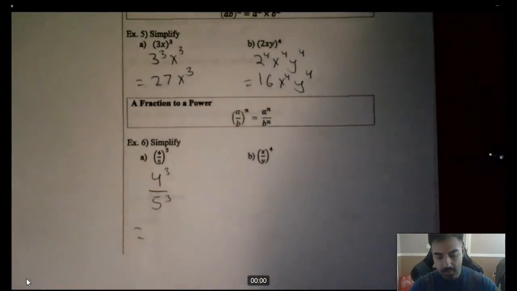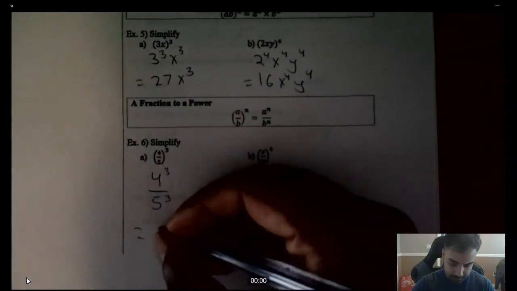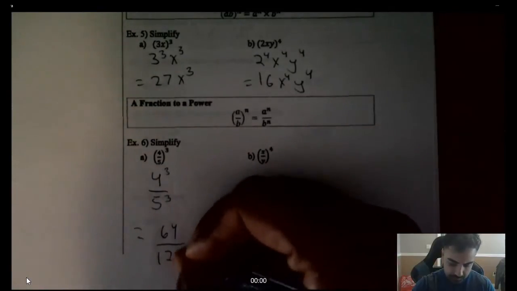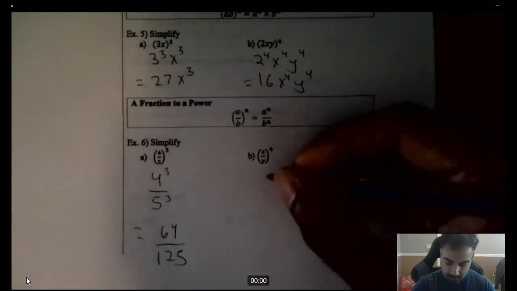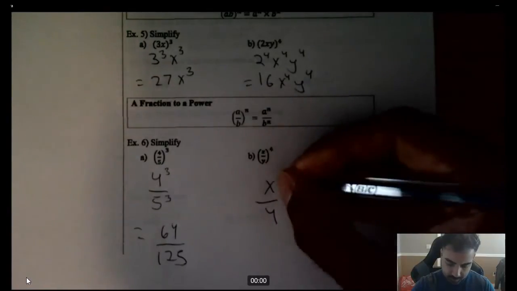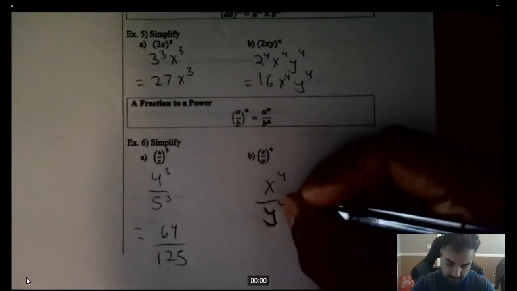So we get 4 times 4 times 4, 64. And 5 times 5 times 5, 125. Okay. Same idea here. So let me just write it out like this. The 4 goes to the top and the bottom. And this is a y, not a 4. And that's all we can do.